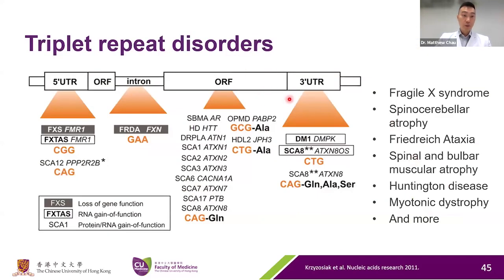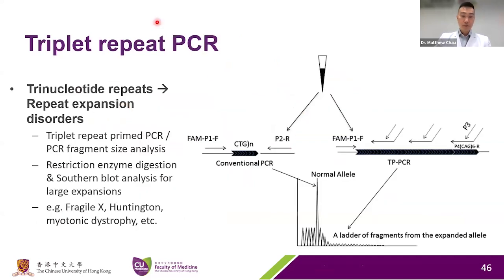Next, we'll talk about triplet repeat disorders. So Fragile X, Huntington, SCA. So there's many of these triplet repeat expansion disorders. And they are hard to detect because of their mutation mechanism. Most of them are caused by expansion of these repeats. One of the molecular approaches that is used frequently is triplet repeat primed PCR.